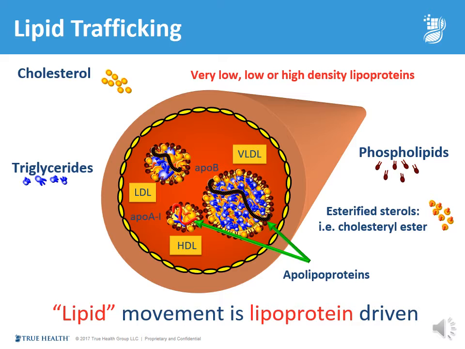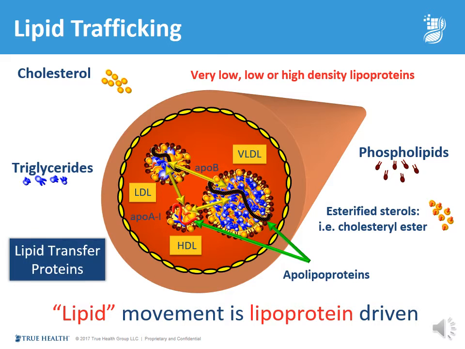This trafficking system gets a little more complicated because we have lipid transfer proteins, which pretty much continuously allow the particles to swap various lipid species for one another. In essence, one molecule of triglyceride can be swapped for one molecule of cholesterol ester. So our particles are in a constant dynamic remodeling situation, and their cores are continuously changing.